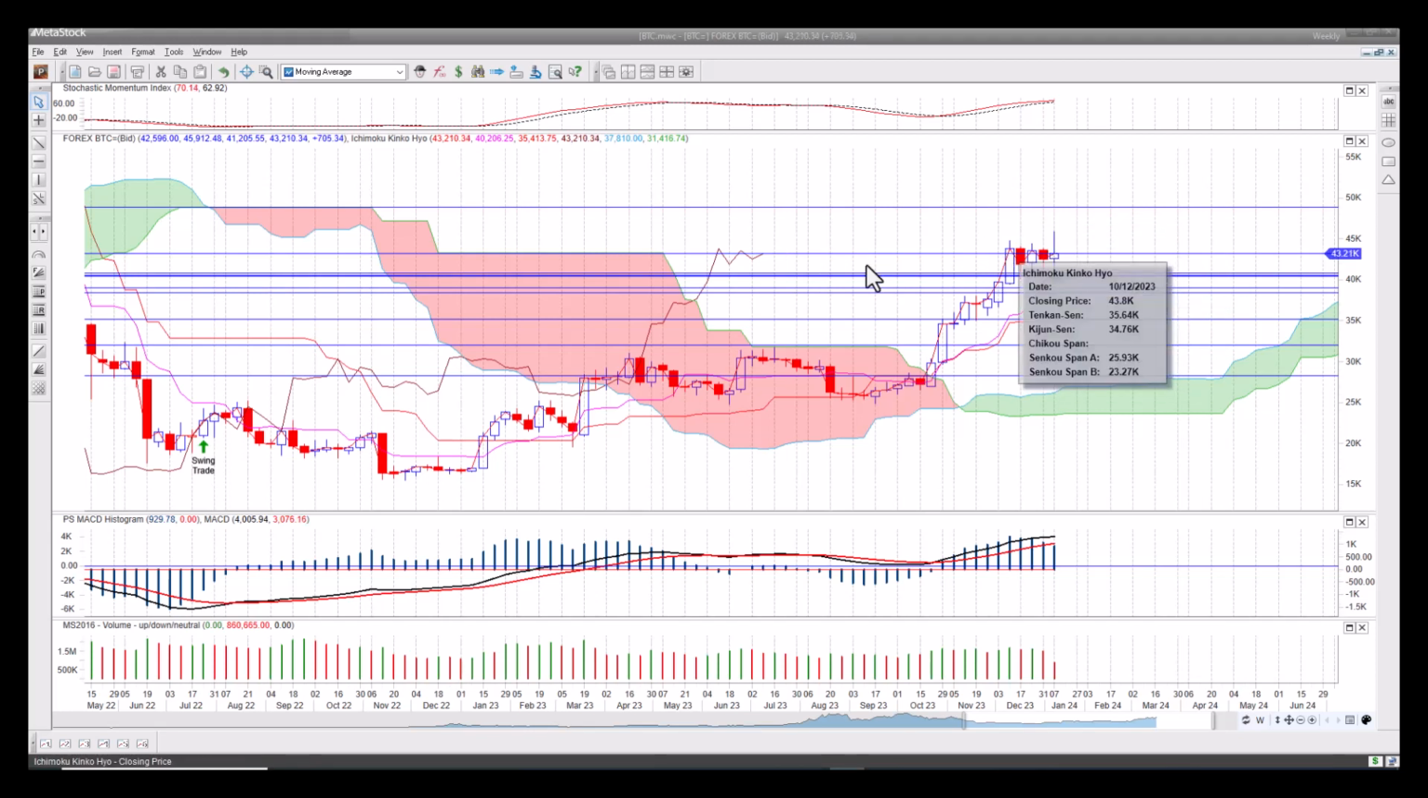Now it's struggling to get past this significant resistance zone. You can see the length of that line gives you a clear indication that this is quite a significant resistance zone from an Ichimoku cloud chart perspective.